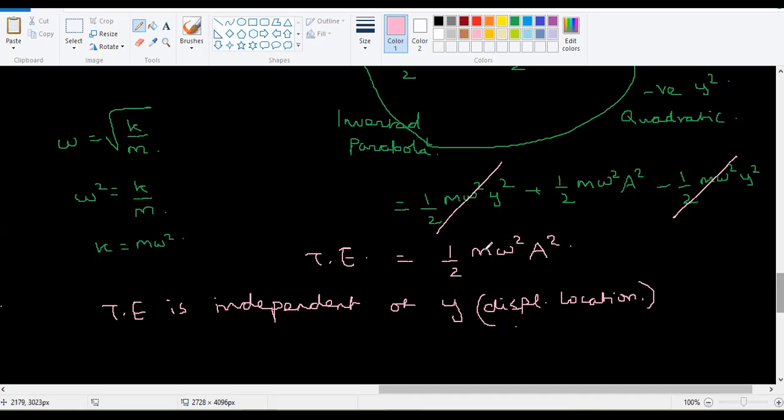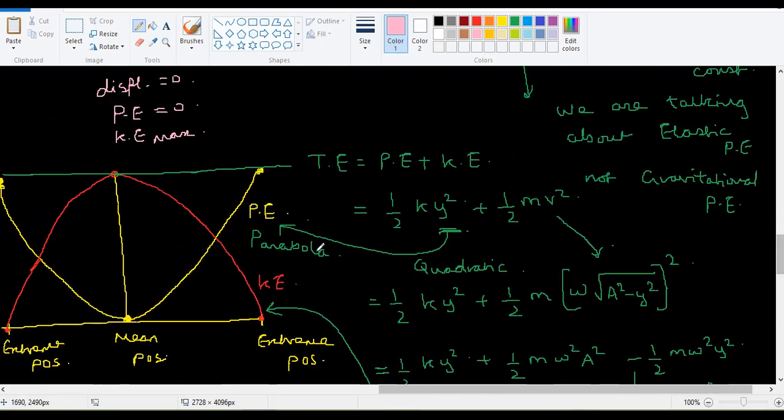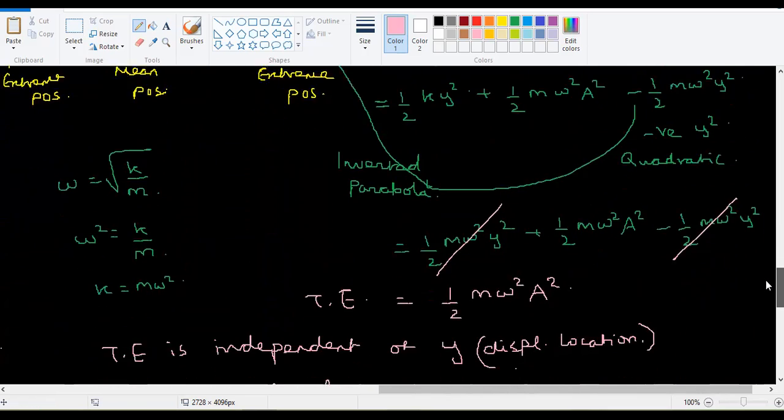So mass is a constant. Omega is the angular velocity. That is also a constant. And amplitude is also a constant. Or we're assuming something called undamped oscillation. So the amplitude will be constant. So what I said in the graph, we are proving it in the mathematical equations.